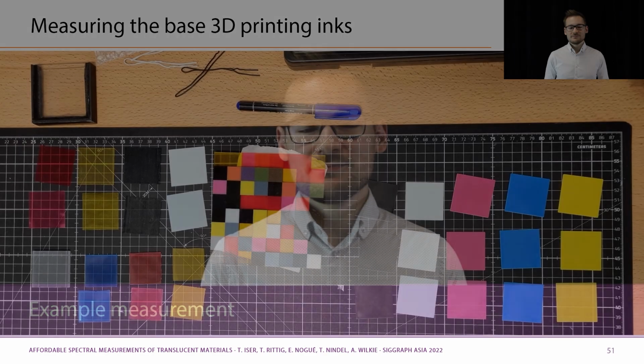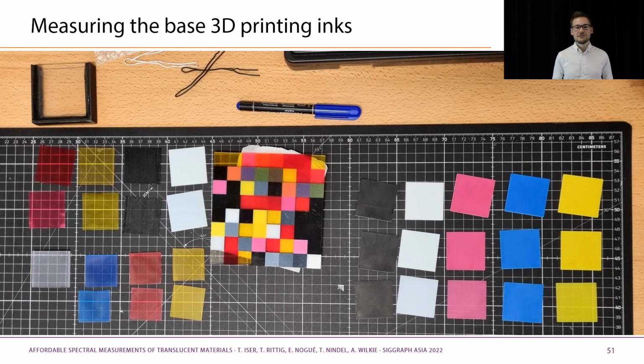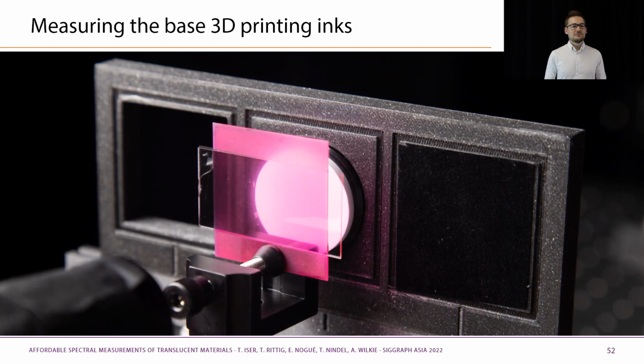Okay, let's use this setup to measure some real materials and see how it performs. We tried our method on the base inks for 3D printing. Several test samples of various thicknesses were printed from different ink sets. This picture shows measuring a thin magenta sample against the white background using our custom background holder.